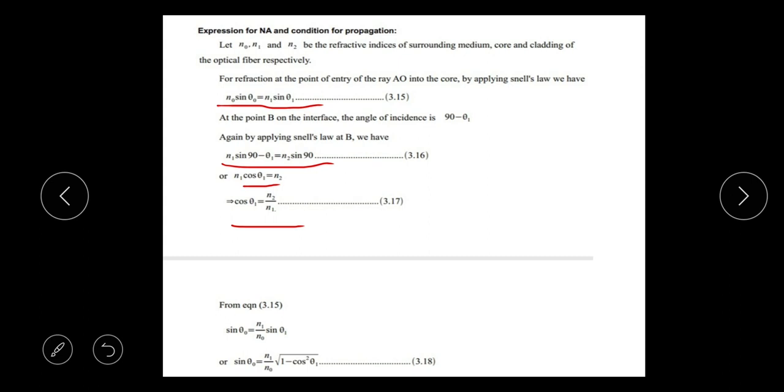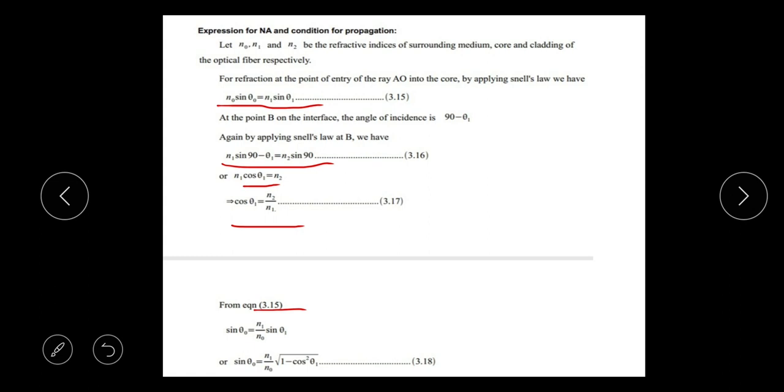Now let us consider equation 3.15 again. First equation here. There we'll take sin theta naught on left hand side. Then that is equal to N1 by N0 sin theta 1. Sin theta naught is equal to N1 by N0 square root of 1 minus cos square theta 1. Since sin square theta 1 plus cos square theta 1 is equal to 1, therefore sin theta 1 is equal to root of 1 minus cos square theta 1.